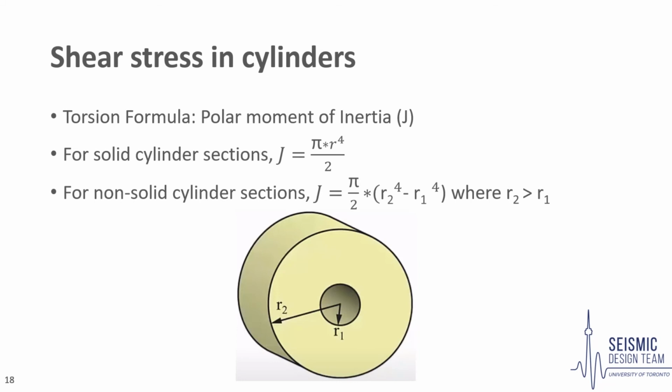It is similar to the second moment of inertia in beams in that a greater area is able to better resist force. The formula for a solid cylinder section for J is given by pi multiplied by the radius to the power 4 divided by 2. For a hollow section, J is given by pi divided by 2 multiplied by the outer radius to the power of 4 subtracted by the inner radius to the power of 4, as seen in the figure here.